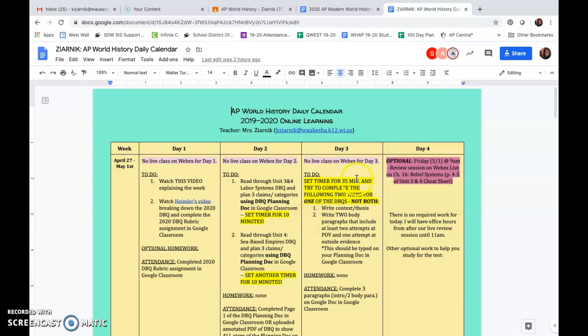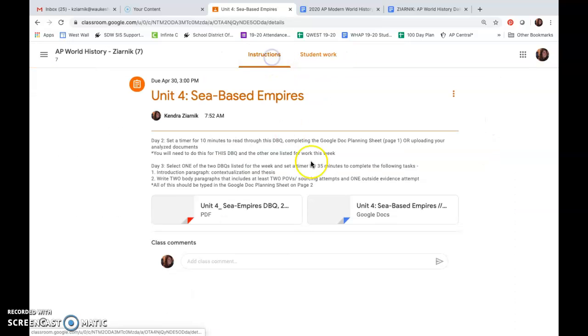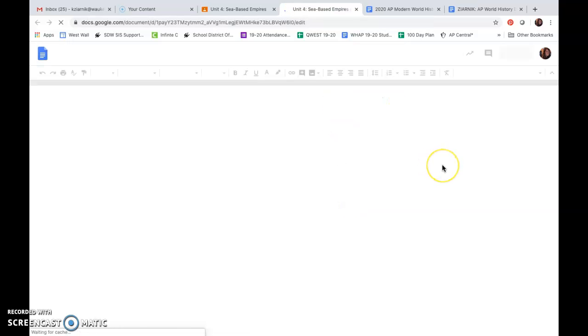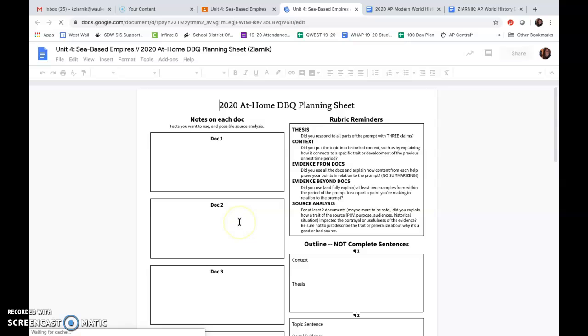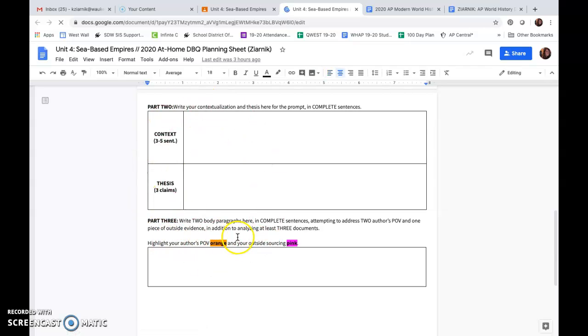And then on day three, you are only picking one of those two DBQs. So whichever one you felt most comfortable with or you liked your claims and categories better, you are then going to set a 35-minute timer on day three. I know that's a little bit more than what I've been asking in the past, but a 35-minute timer, and then you are going to write your introduction paragraph with your context and your thesis statement, as well as two body paragraphs. And in these two body paragraphs, I want you to analyze at least two points of view or two attempts at sourcing. And then I would also like you to do one outside evidence. And again, this is all linked for you, so you'll have your DBQ planning sheet, page one. And then you are going to be writing here on day three.